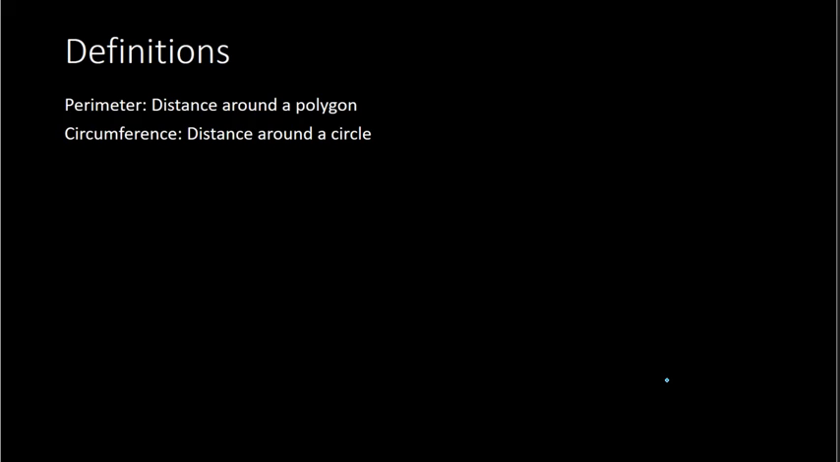In this video, you will learn about perimeter and circumference. As we begin, we need to understand what we're talking about when we say perimeter and circumference. Perimeter, by definition, is the distance around a polygon. Circumference is the distance around a circle. So the words perimeter and circumference are pretty much the same. It just depends on which shape I'm dealing with.